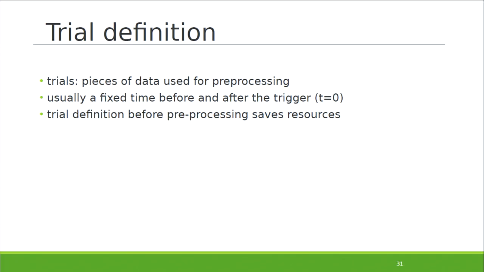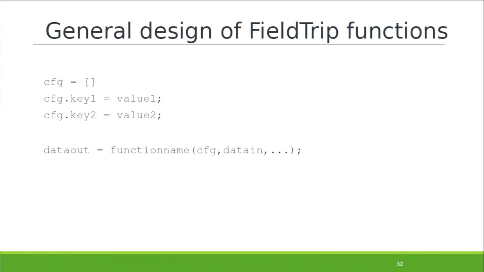Now, trials are pieces of data that are used for preprocessing. They're usually a fixed time before and after the trigger, and the trigger is usually T0. And if you define your trials before preprocessing, you save a lot of resources. So if you have a very large interstimulus interval, but you're only interested in the first components, then you can just cut the data before you do any additional steps, just to avoid many recalculations.